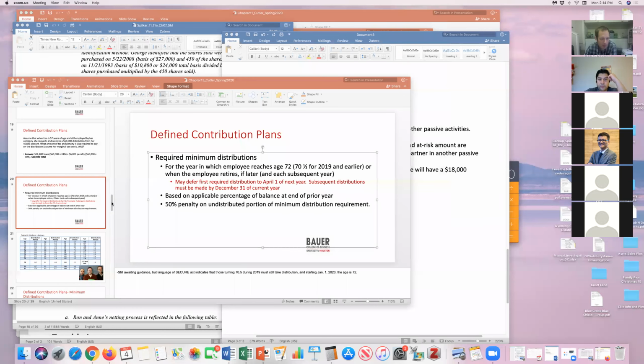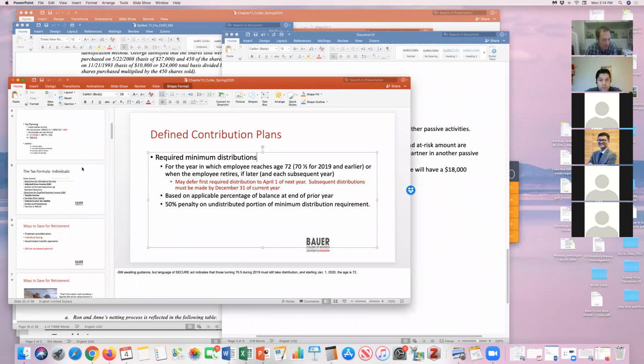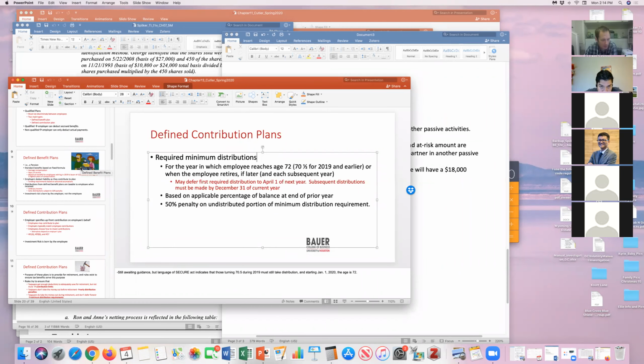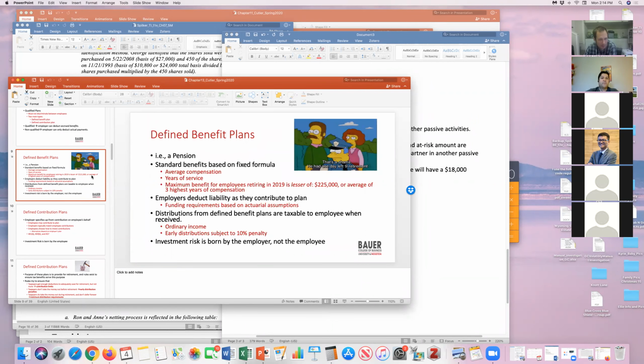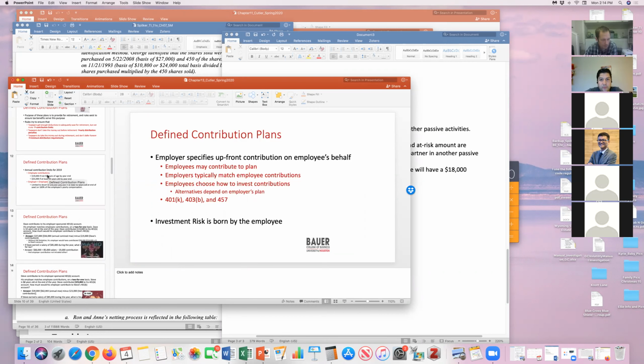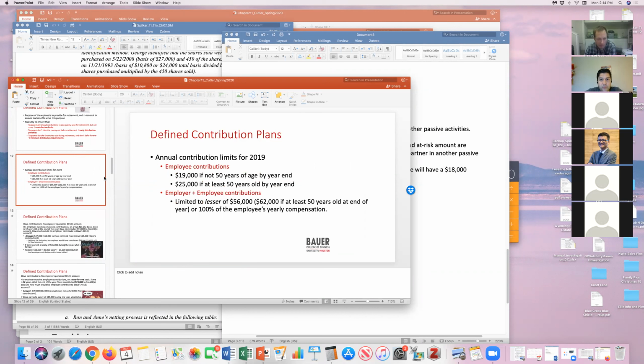Let me see if I have chapter 13. Let me share my screen again. I'm 99% sure I don't have any questions about pensions, so stick to the defined contribution plans. You have the annual limits on how much an employee can contribute, and then how much the employee plus the employer can contribute. I think that's pretty straightforward.